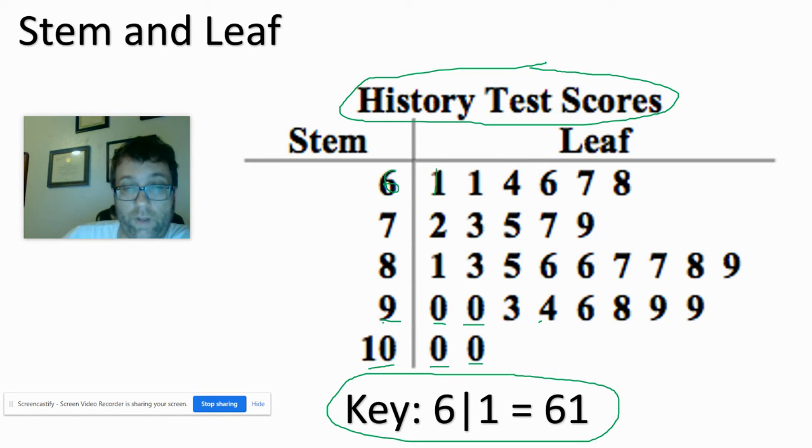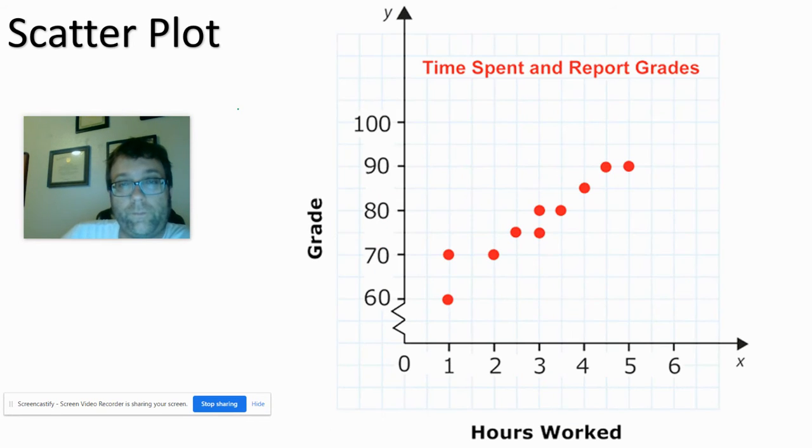We have a student who got a 9 and the 9. That's a 99. I have another student who got a 99. So knowing the key will help you read a stem and leaf plot or stem and leaf graph. Also, make sure you do read the title again to make sure you know what you're looking at.